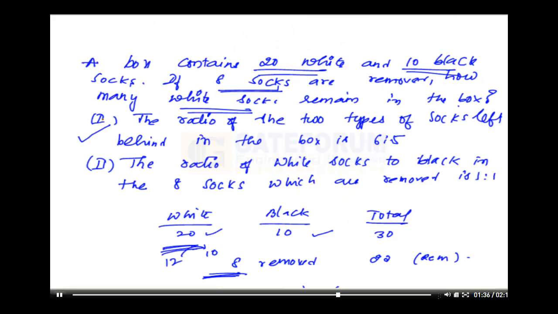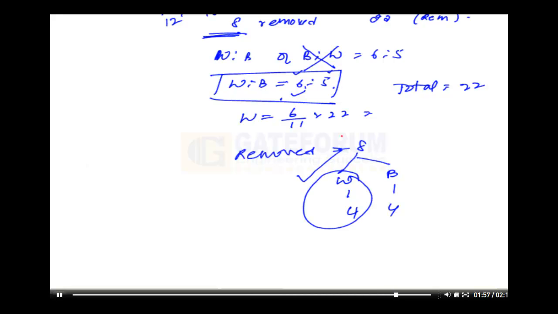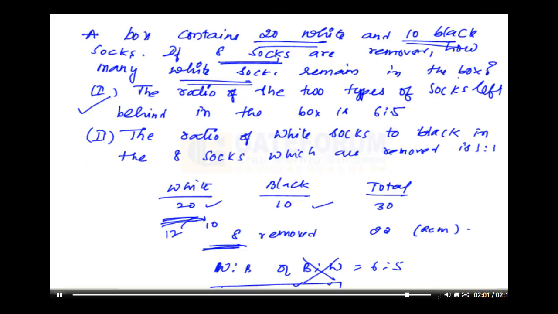Let us look into statement 2. The ratio of the white socks to black socks in the 8 socks which are removed is 1:1. So the socks which are removed are 8, of which white and black are in the ratio 1:1. That means 4 and 4. That means 4 white socks are removed. So from which we can answer this question. So we can also answer this question by statement 2 alone also. So we can answer this by statement 1 alone as well as statement 2 alone.